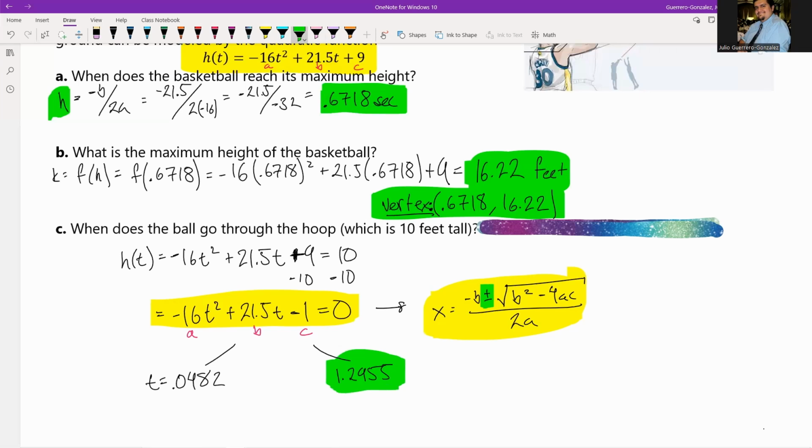It turns out it's the second one that's going to be when it goes through the hoop. The first one is going to be when he first lets go of the ball. That's not the one that we want. We want when it goes through the hoop, which has got to be the second one a little way down the way. So try these out.